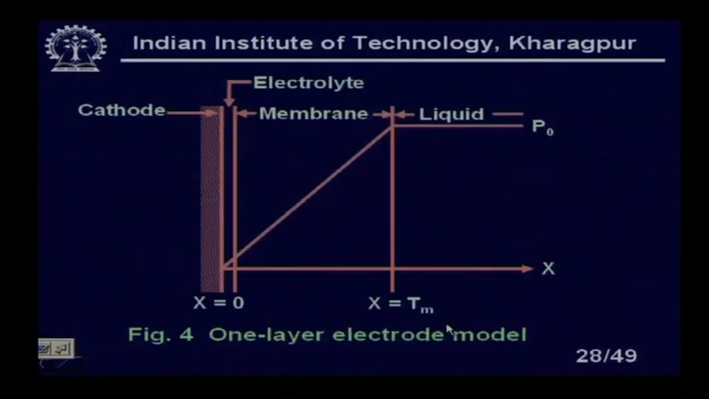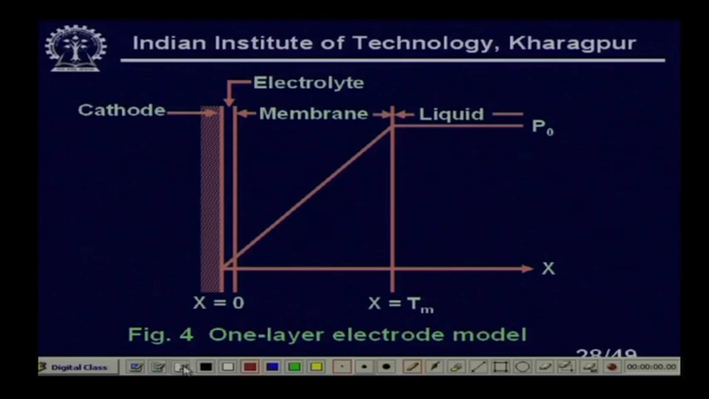So, this is a one layer model. As we have shown, we are considering the direction perpendicular to the cathode surface, this is our cathode surface. Okay. So, we are considering x equal to L_m. Please note this is the thickness of the membrane, because you remember that the reactors look like this.